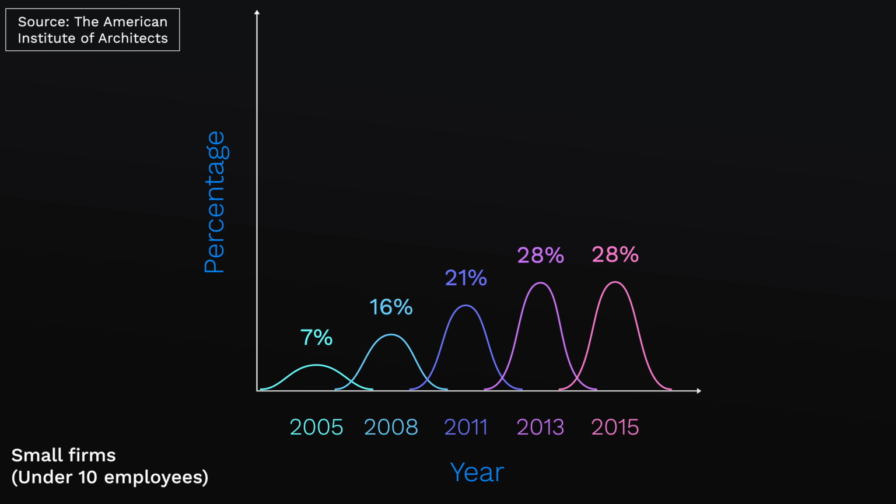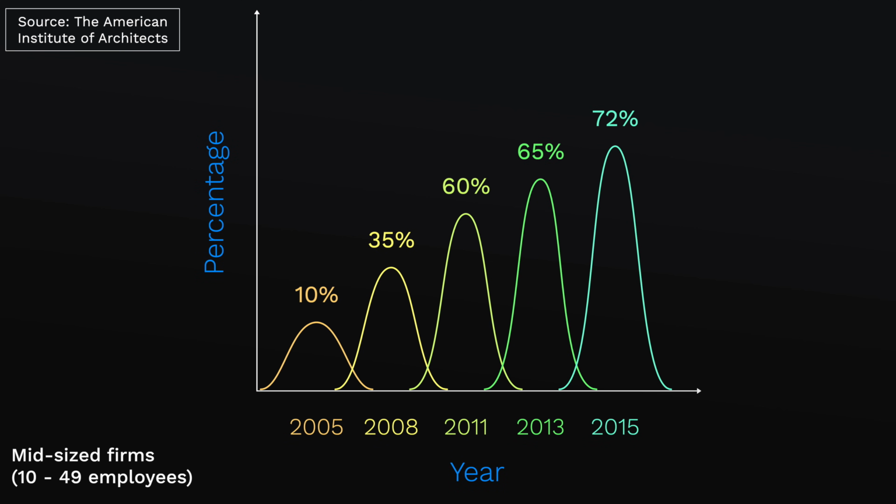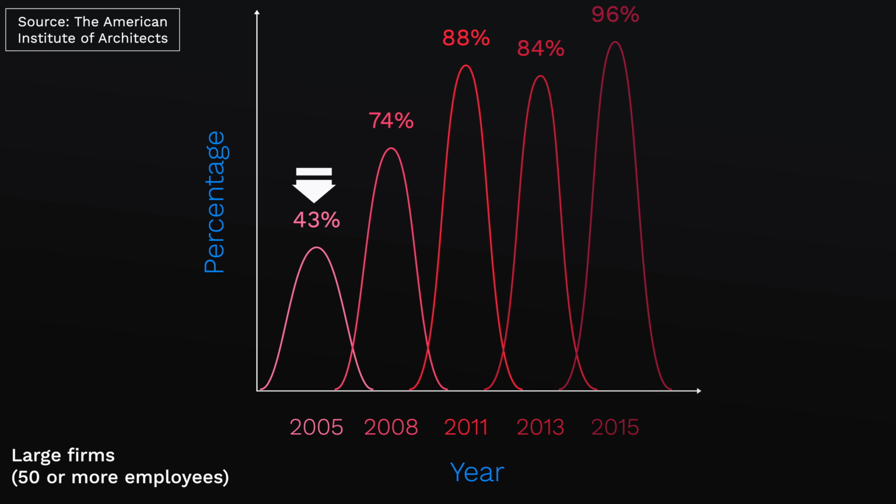This workflow grew fast. This is a graph that shows the percentage of small firms that adopted from 2005 to 2015. It climbed from 7% to 28%. The mid-sized firms gravitated more, from 10% to 72%. The large firms are the biggest fanboys and grew from 43% to 96%.